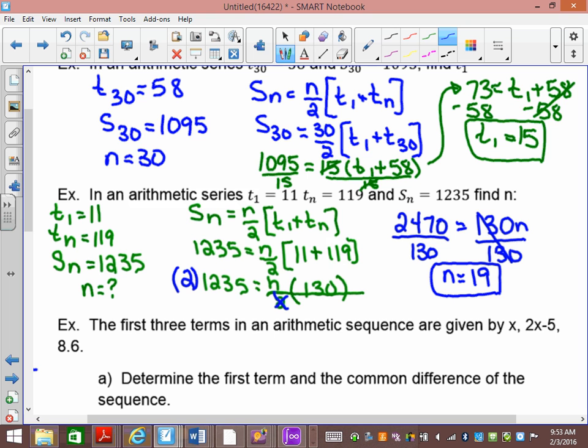So technically the 19th term is 119, and the sum of the first 19 terms is 1,235. That's what that means, right?